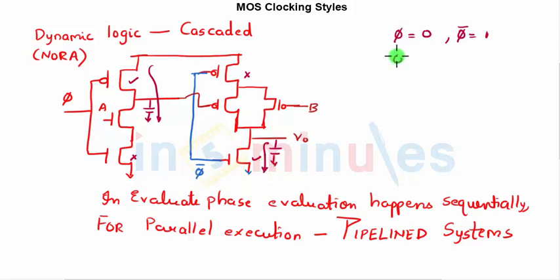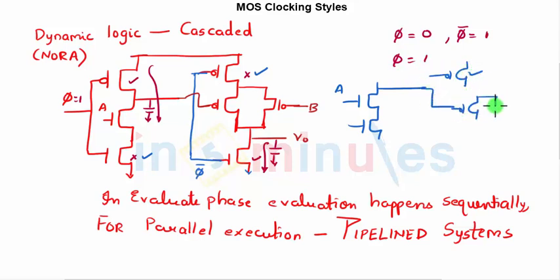Correct? When phi goes to 1, this turns on. That means phi bar is 0, so this turns on. And now there is a path to ground, input A, output going here. This is on, correct? So I'm not drawing that. This is my PMOS. This is my other PMOS. And this is off. So this is how the connection is towards VDD, and this is the connection towards ground. So let's say if A was 1, that means this node would go to 0, which will go as an input to this one. So this turns on. Let's presume that this is also 0, so this is also on. So output will go to VDD. So this is the dynamic logic cascade, or NORA circuit, which I have shown here.